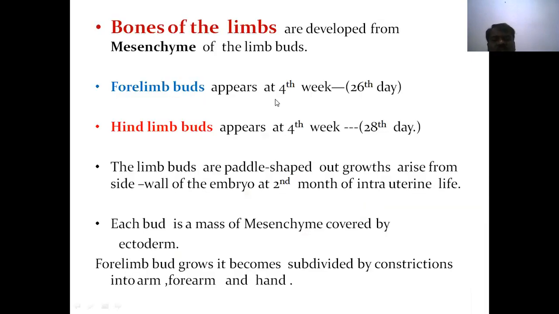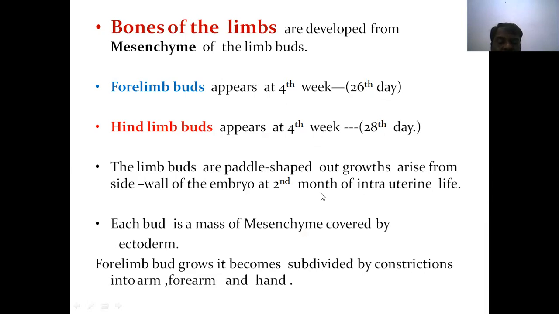See, the bones of the limbs are developed from the mesenchyme of the limb buds. Mesenchyme means mesoderm. Forelimb buds appear in the fourth week. Hind limb buds also in the fourth week, but the day is 2 days later; at the 26th day of the intrauterine life we can identify the forelimb buds develop, and at the 28th day we can identify the hind limb buds develop. So these limb buds first look paddle shaped, an outgrowth arising from the trunk wall of the embryo in the second month of the intrauterine life.